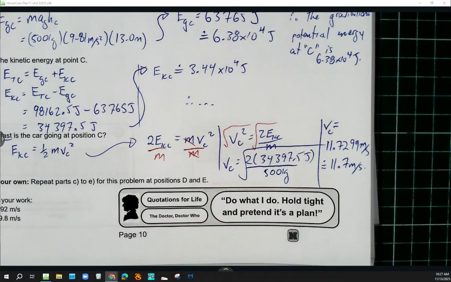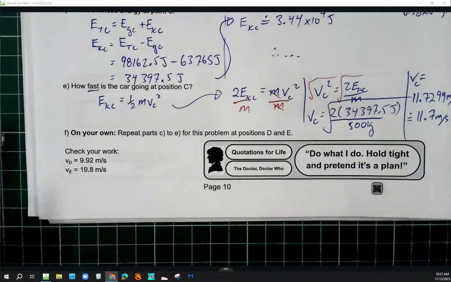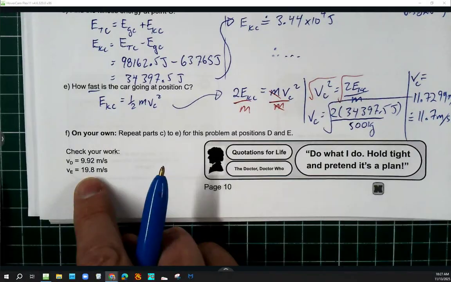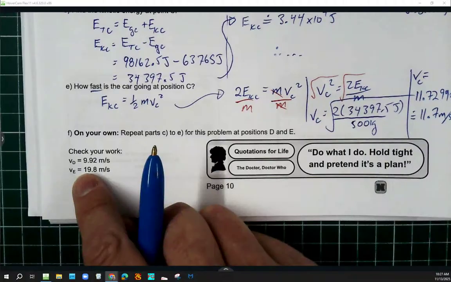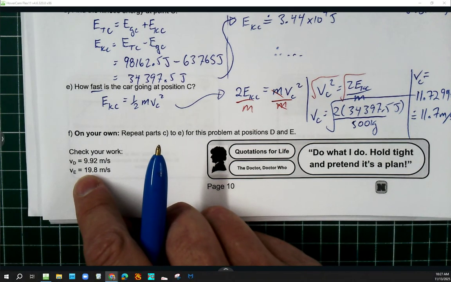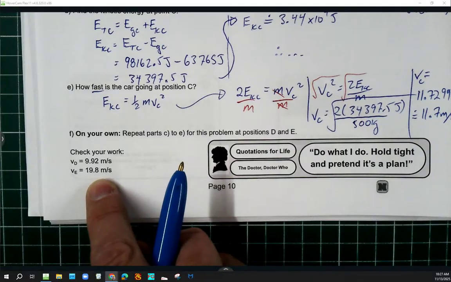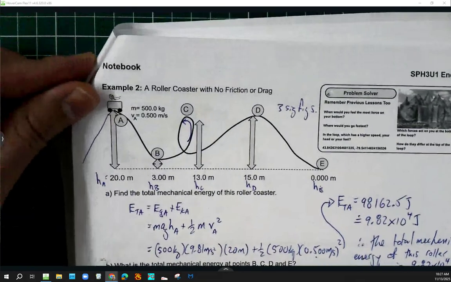Now here's the challenge. I kind of walked you through that. For your own sake, make sure you can do this. I've got the answers right here. If you follow the same pattern, you should be able to get the answers and check yourself. The speed at position D should be 9.92 meters per second, and at position E should be 19.8 meters per second. I feel like 19.8 meters per second is way fast, but give it a try. See if you can do it. Remember, this isn't a realistic roller coaster because there's not even any drag, so this is just a theoretical value anyway, but see if you can follow the patterns and get to the answer, okay? And again, I'll just leave all the values there just in case you need them.